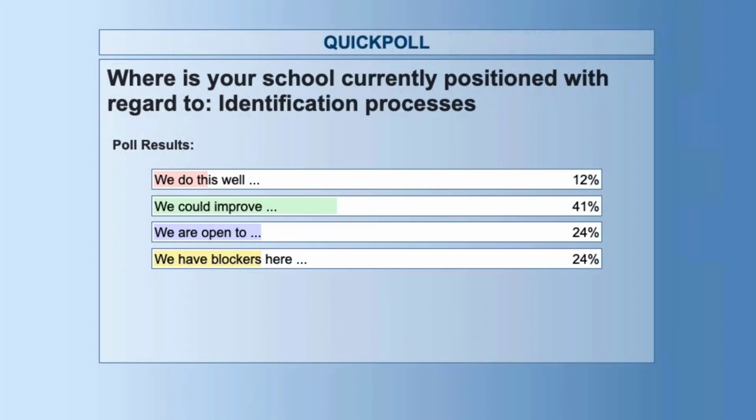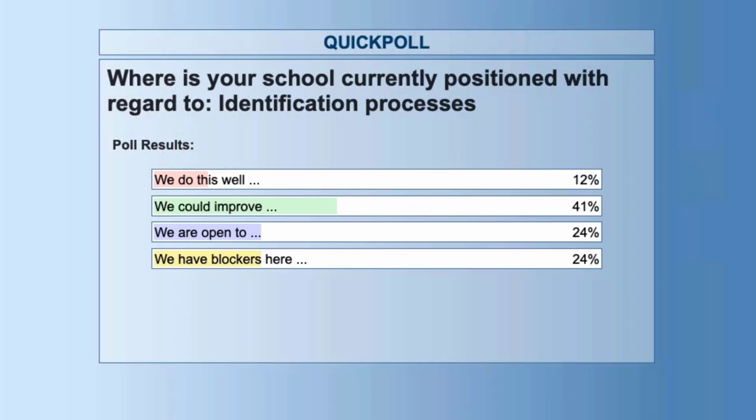12% of our audience feel comfortable that we are identifying really well. And as I said, if you attended some of our previous sessions, we've talked about whole cohort screening, we've talked about early years identification. So when we talk about the ID process, we're not just talking about our 5s and 6s or our year 4s, we're talking about everyone being able to show what they know.